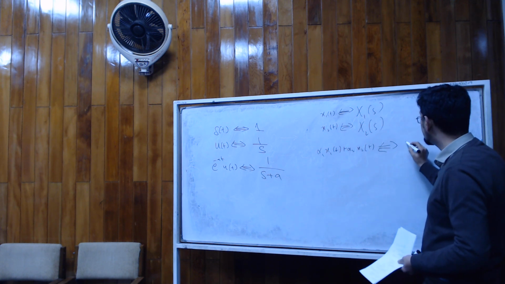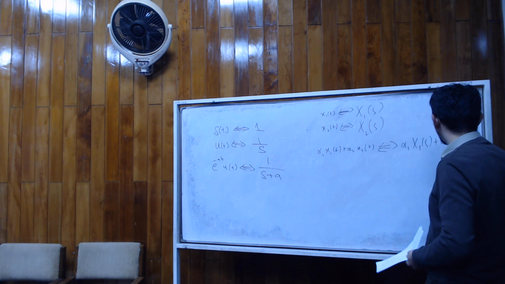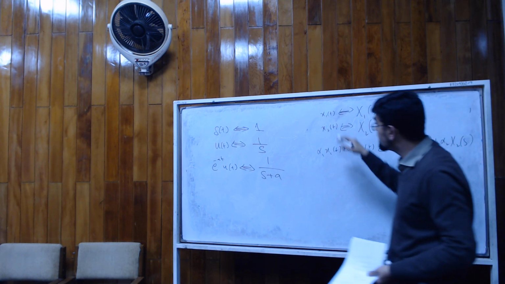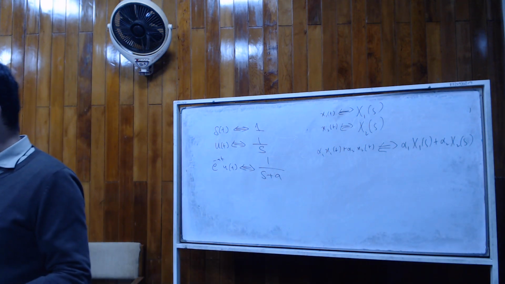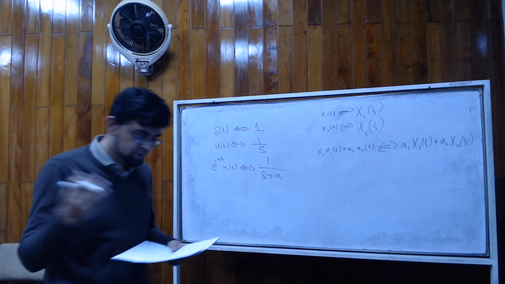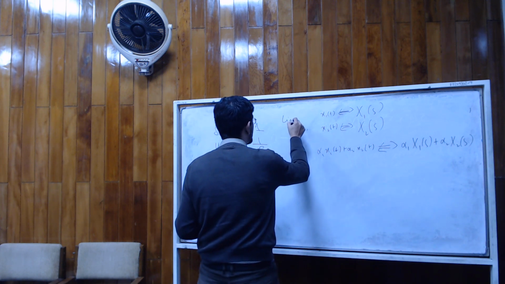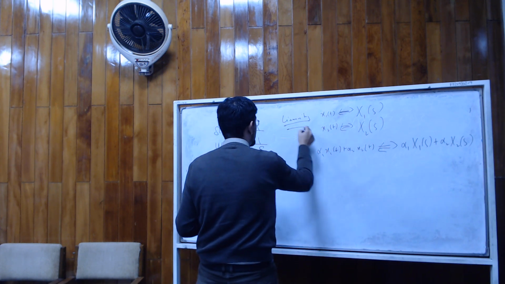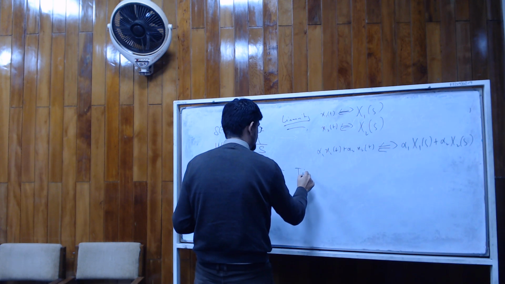So what is it? Alpha 1 X1(s) plus alpha 2 X2(s). It's very helpful because it helps us take the Laplace of separate terms separately and then add them up in the solution. So this is linearity, and you have also seen this for the z transform. Next, time shifting.